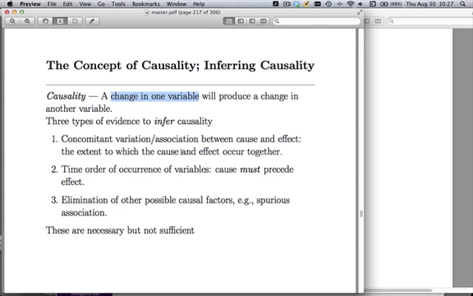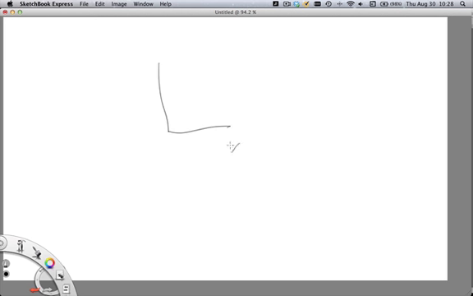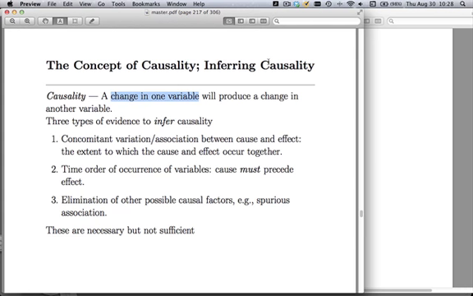So the three things that we need are concomitant variation, time order of occurrence, and elimination of other possible causal factors. Concomitant variation is a fancy word for we need an association. So we go over to the scratch pad for a second. What we need is, if X is going to cause Y, then we better have something like this, where as X gets bigger, so does Y. Or we need something like this: as X gets bigger, Y gets smaller. All right, so that is concomitant variation. Earlier in the course, we called it just association. The two variables must be associated.